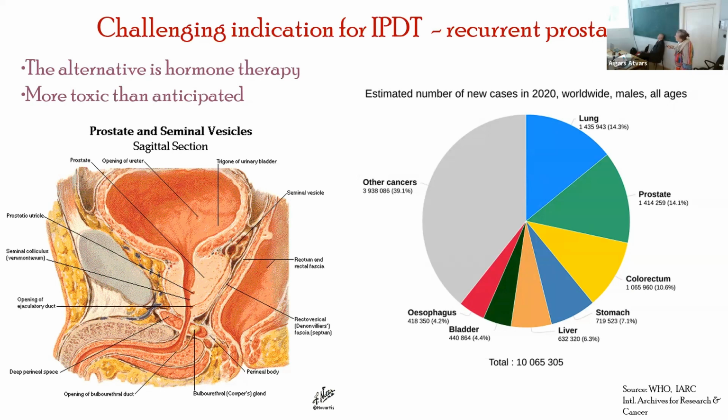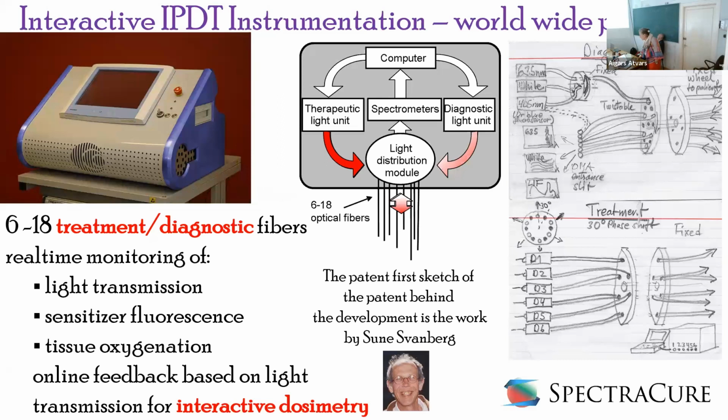We have the rectal wall here, which is close to the prostate glandular tissue. So it's an organ inside the body, an organ that is surrounded by organs at risk. And this was the niche that we have been choosing for developing this technique further. And what does this mean? We have an interactive interstitial instrumentation here with a worldwide patent.